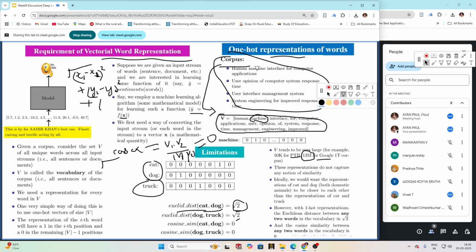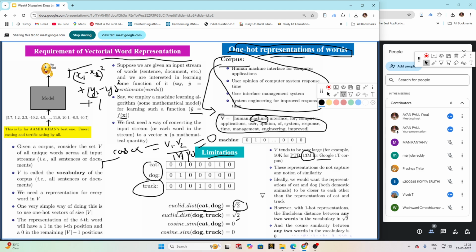That is the problem of one hot representation of words, because we know cat and dog are similar, right? So the Euclidean distance should be less and the cosine similarity should be more in the case of cat and dog, whereas in the case of cat and truck, the cosine similarity should be less and the Euclidean distance should be more. But in one hot representation, all the Euclidean distances are the same and all the cosine similarities are the same whenever we compare two words. So that is a disadvantage, a limitation, of one hot representation of words.